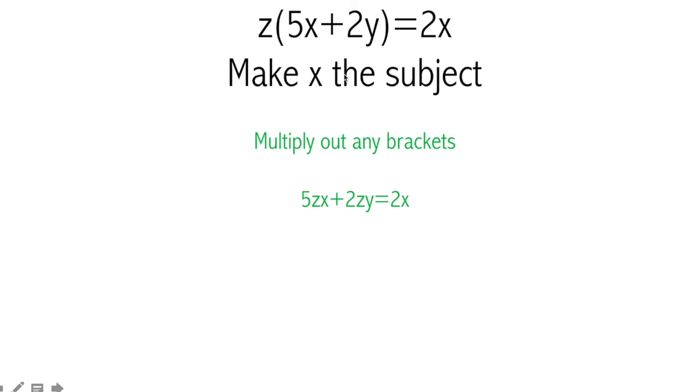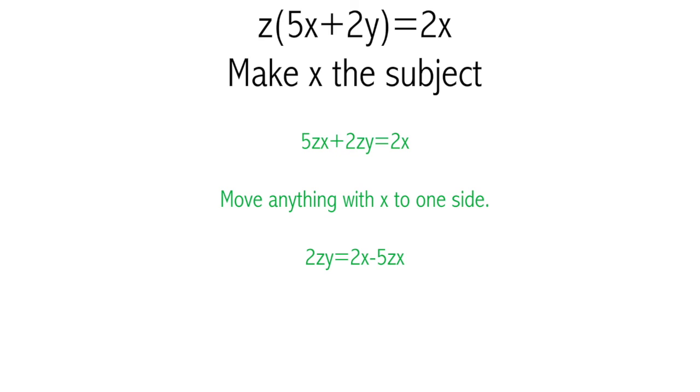So in this case, what we are going to do is multiply out the brackets first. So that would become 5xz plus 2zy is equal to 2x. Right? The second step would be move everything with x to one side, because that's what we want to make the subject. So we keep 2zy here and we move 5zx to the other side.